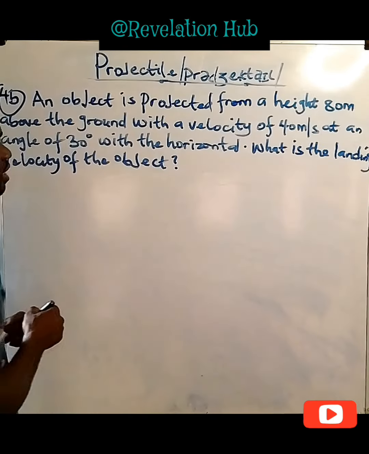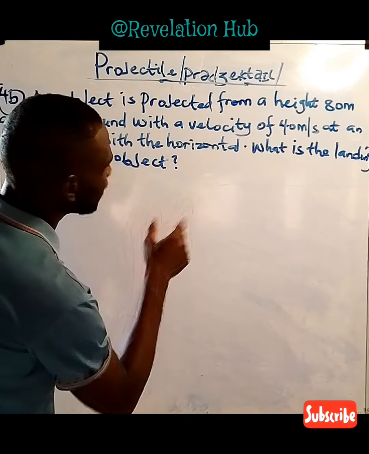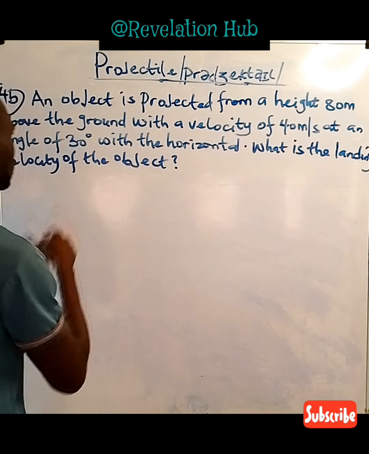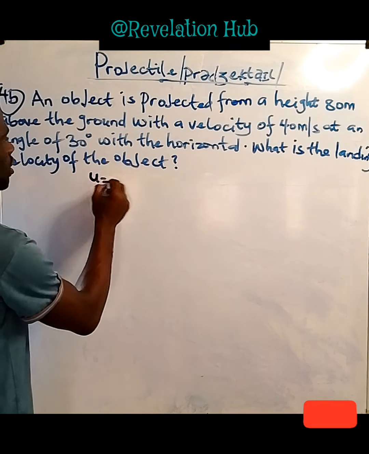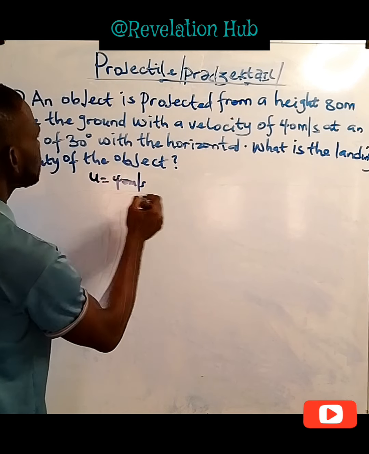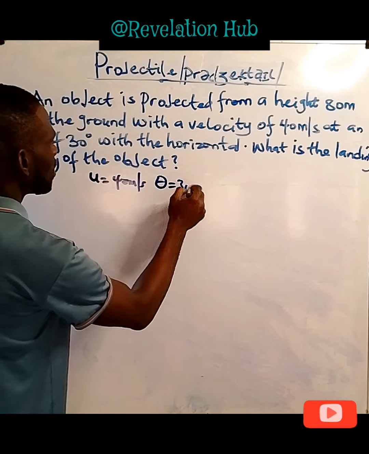An object is projected from a height 80 meter above the ground with a velocity of 40 meter per second at an angle of this. This is the initial speed. Initial velocity is 40 meter per second. The angle of projection is 30 degrees with the horizontal.